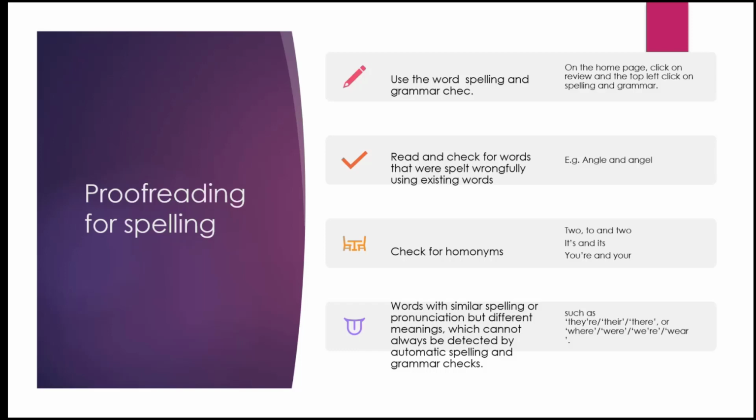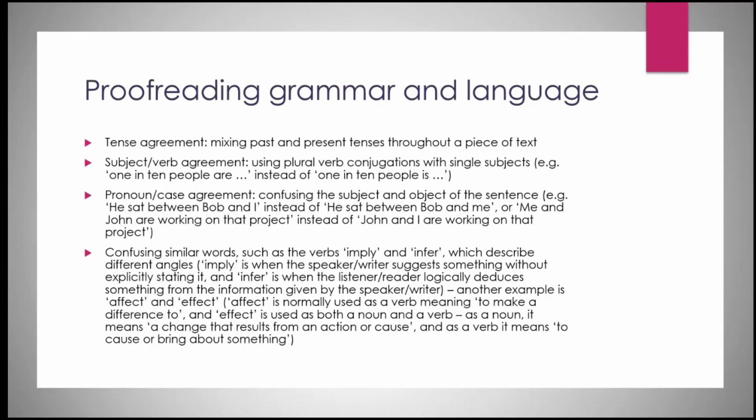Words with similar spelling or pronunciation, but different meanings, cannot always be detected by automatic spelling or grammar checks, like "there", "their", or "where", "we're", "were", right? You see, even the way you pronounce them, they're close, they're the same, but they're written differently and they all mean different things. So you have to focus on such words when you're editing for spelling.